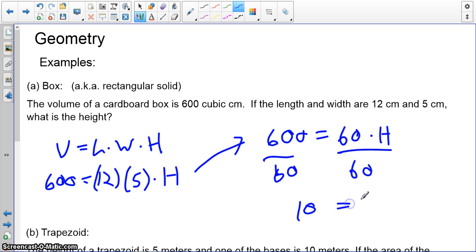10 what? Well, everything's in centimeters, so that's got to be centimeters. All the units of measurement are related to centimeters. Even the volume is cubic centimeters. So there you go, 10 centimeters.